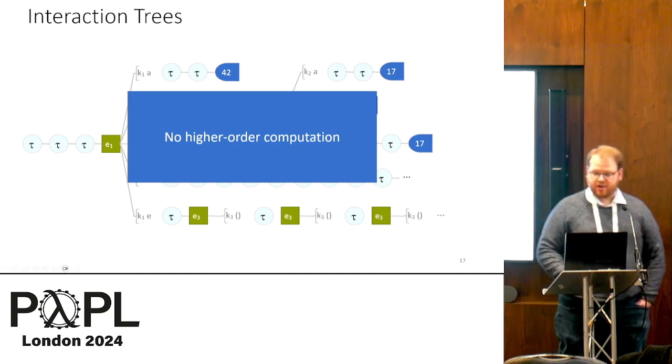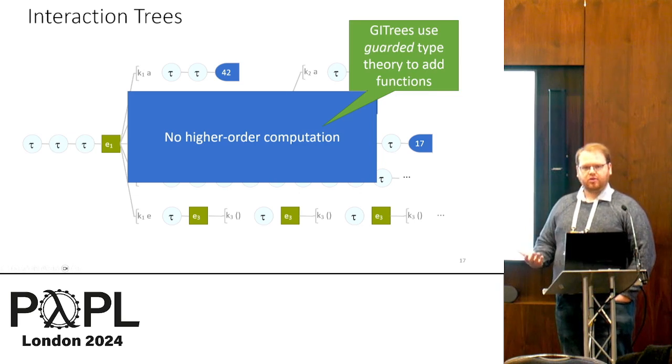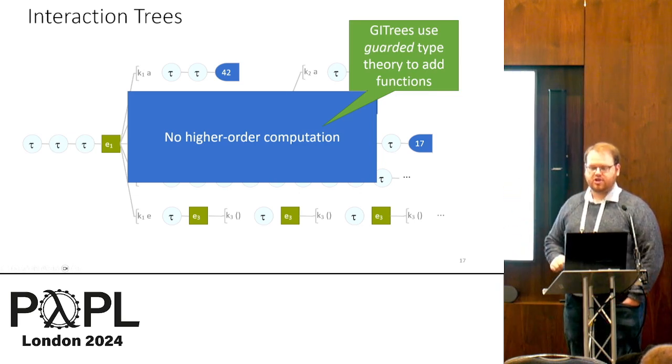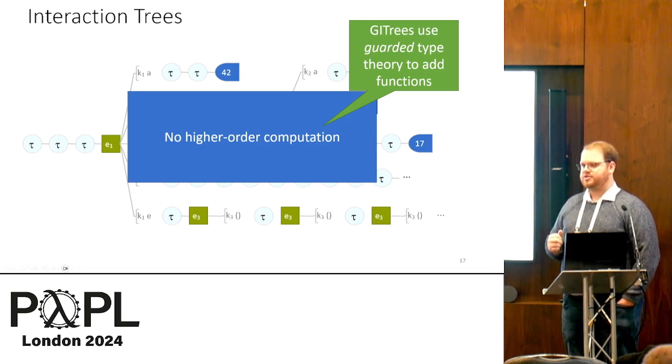What this paper does is use guarded type theory and ideas from domain theory to extend these interaction trees with higher order functions.